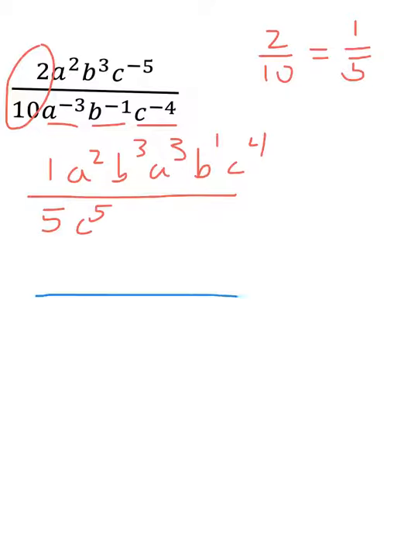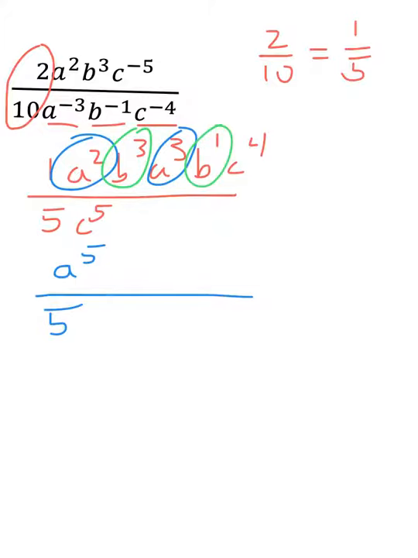Okay, we can still keep our 1, and, well, we actually don't even need the 1, right? But we can keep our 5. And in our numerator, we have this a squared and a cubed. Those are just being multiplied, so we should get a to the 5th. We also have a b to the 3rd and a b to the 1st. We can add those exponents to get b to the 4th. And then we have a c to the 4th divided by a c to the 5th. So we will subtract those exponents to end up with c to the negative 1 in our numerator.